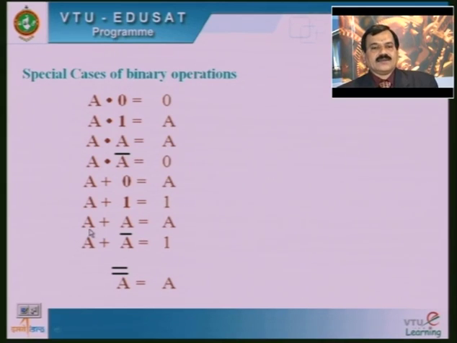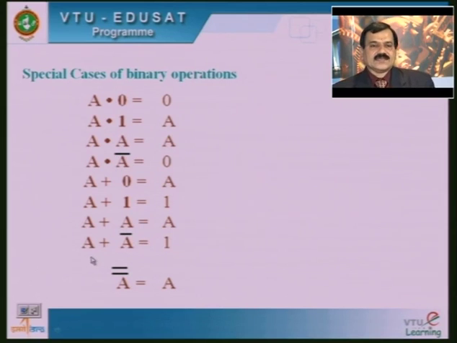Now another case, A plus A is equal to A. Just as we observed A into A is equal to A, here also A plus A is equal to A. If A is 0, then 0 plus 0 is 0 only, hence the assigned value is the result. If A is 1, then 1 plus 1 is equal to 1, that is A.